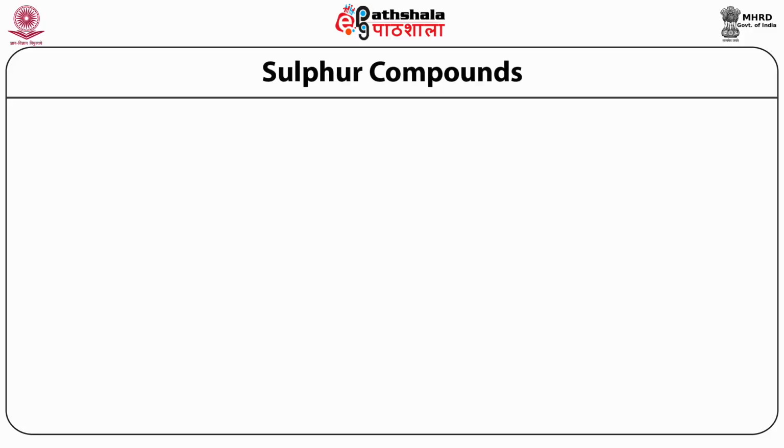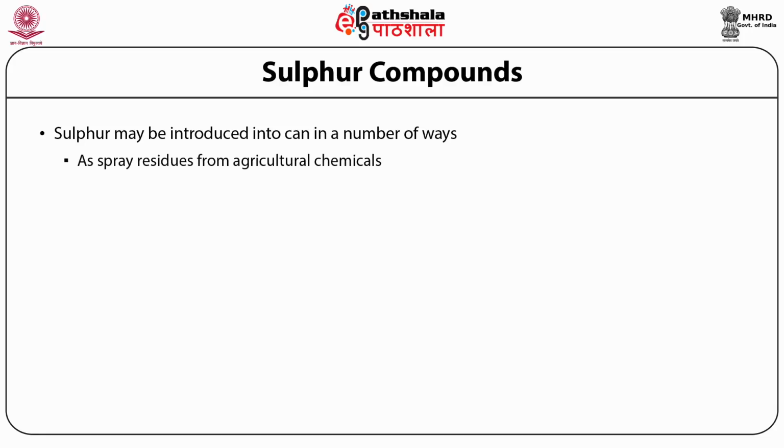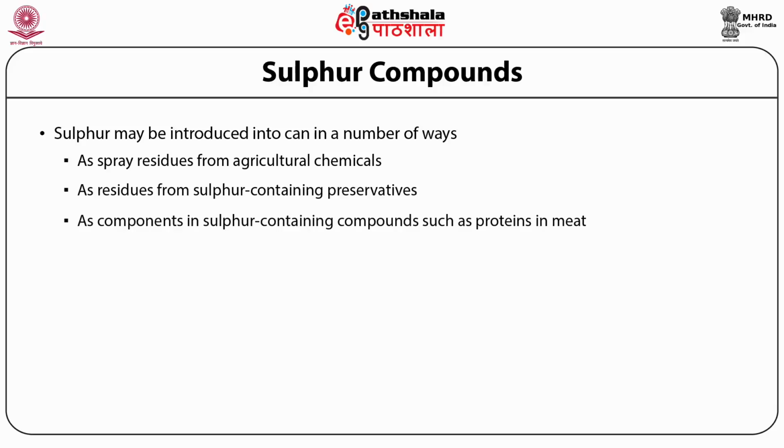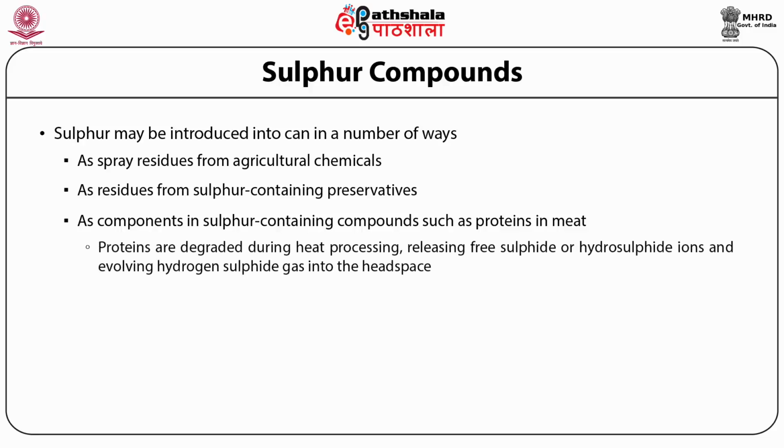Another component is sulphur compounds. Sulphur and sulphur compounds may be introduced into the can in a number of ways: as spray residues from agricultural chemicals, as residues from sulphur-containing preservatives, and as components in sulphur-containing compounds such as proteins in meat, fish, and certain vegetables. The proteins are degraded during heat processing, releasing free sulfide or hydrosulfide ions and evolving hydrogen sulfide gas into the headspace.